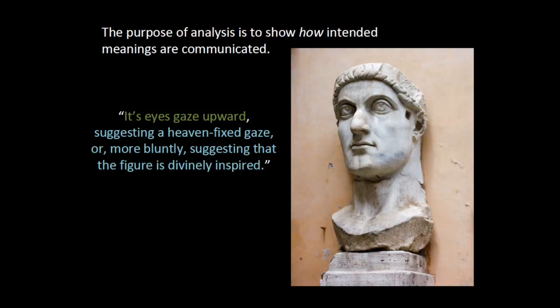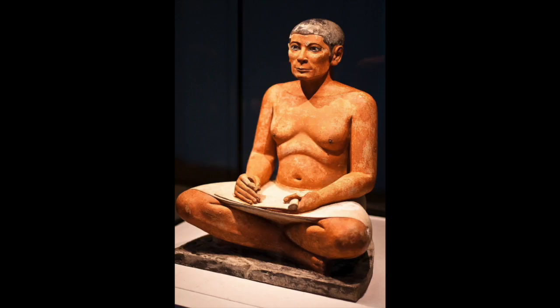So this is a colossal figure of who? It is Constantine. So the question we want to ask is, what do we think is supposed to be communicated with its form? Take a few moments and write a sentence or two analyzing this sculpture, the seated scribe.